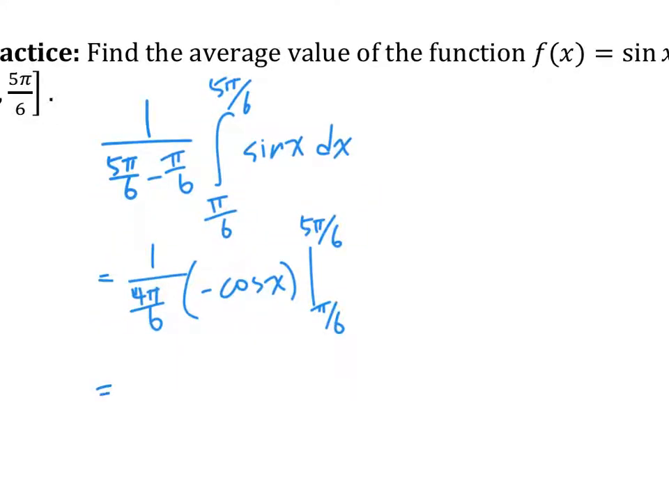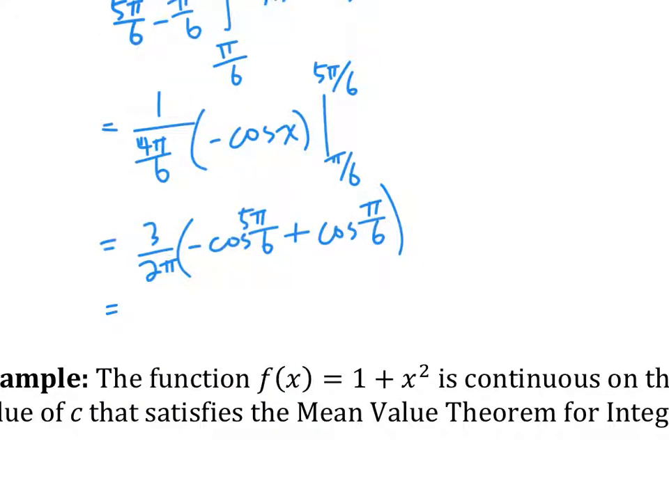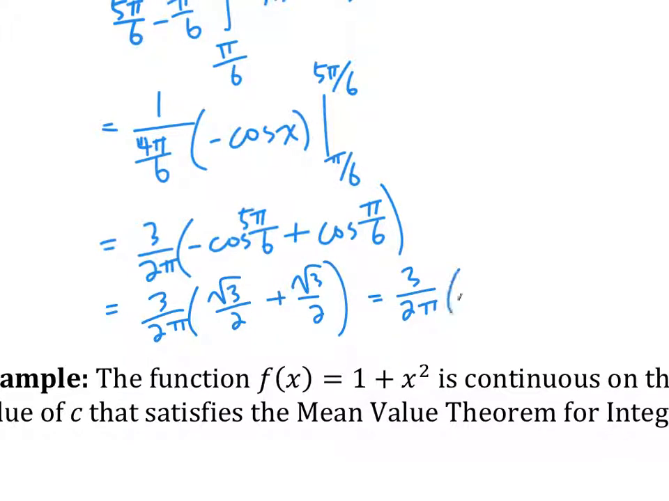All right, I'm going to simplify that fraction. So this is 3 over 2 pi times negative cosine of 5 pi over 6 plus cosine of pi over 6, plus because it's minus. Okay, so this is 3 over 2 pi times the sum: negative cosine of 5 pi over 6 is square root 3 over 2, and cosine of pi over 6 is square root 3 over 2. That's going to be 3 over 2 pi times square root 3, which is 3 square root 3 over 2 pi.